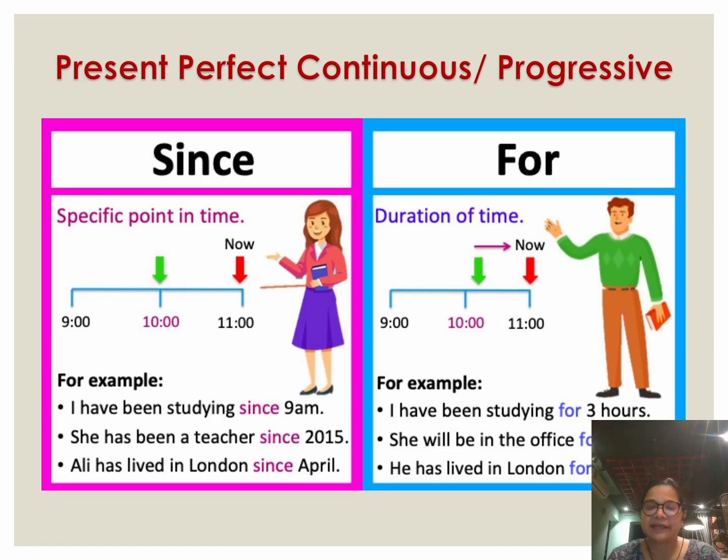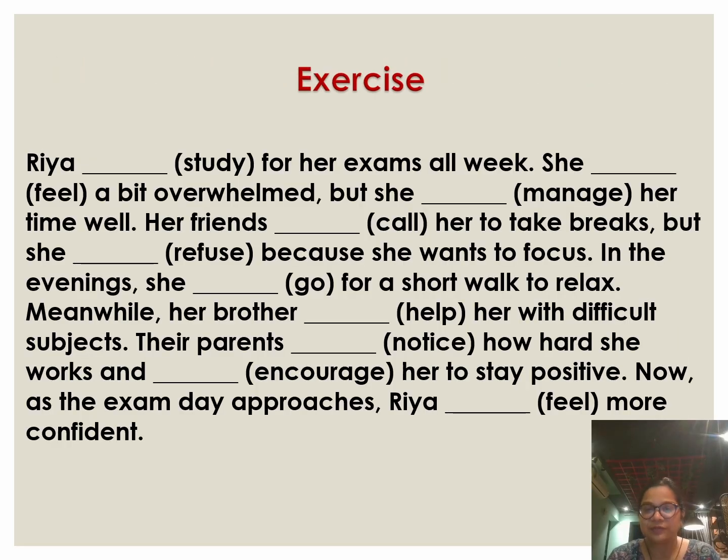So here you can see, I have been studying since 9 a.m. I have been studying for 3 years. Aslali has lived in London since April. He has lived in London for 5 years. So this is the exercise for the same.